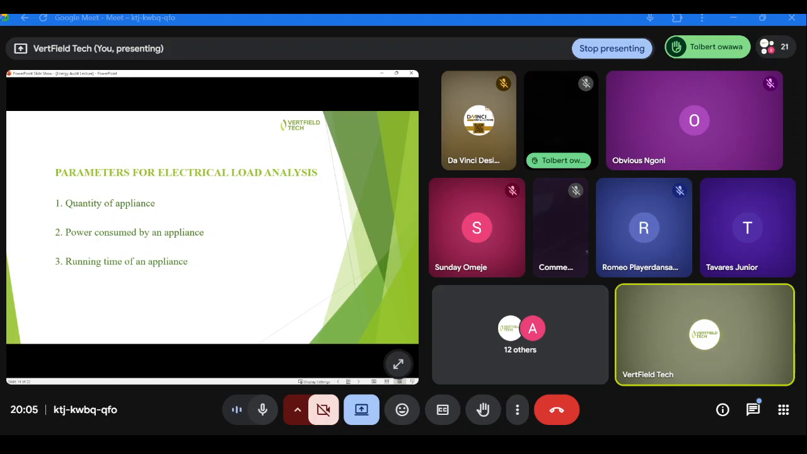Parameters for electrical load analysis. 1. Quantity of appliance. 2. Power consumed by an appliance. 3. Running time of an appliance. So let's take them one after the other to have a better understanding of all of them.